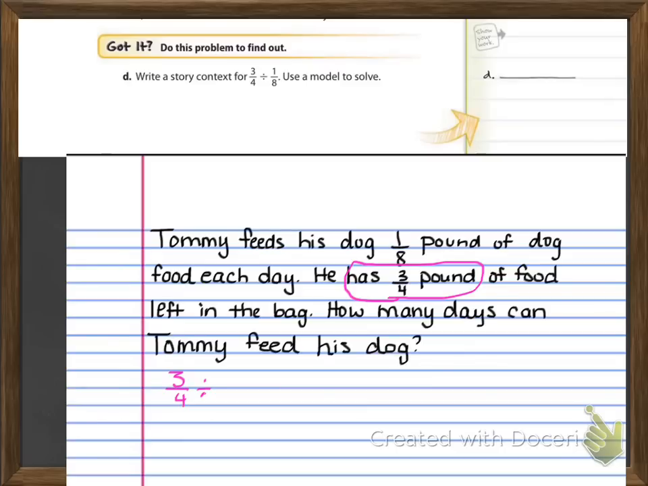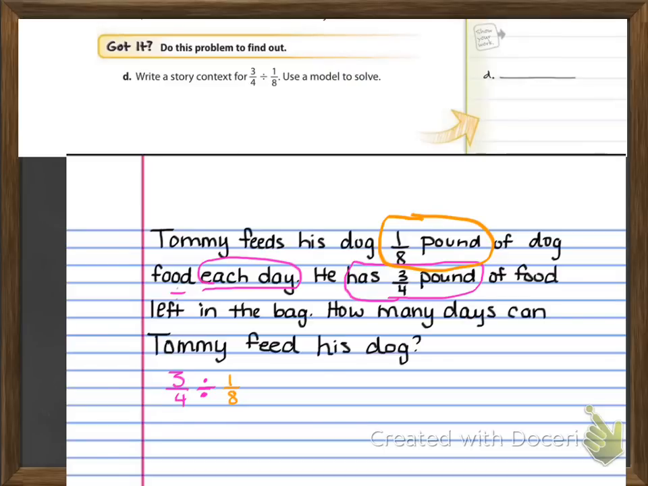So we're going to have 3/4 divided by, and the reason we know it's divided by is because of this each day right here. That tells us that it's going to be divided by. And we're going to divide that into pieces that are what size? Oh, the size right there is going to be 1/8 of a pound. So remember, the 3 parts of the division problem are what you start with, the size of the pieces, and the number of pieces. So now we're going to be dividing into 1/8 piece sizes. So now we have our problem, 3/4 divided by 1/8, which is what we had from before.